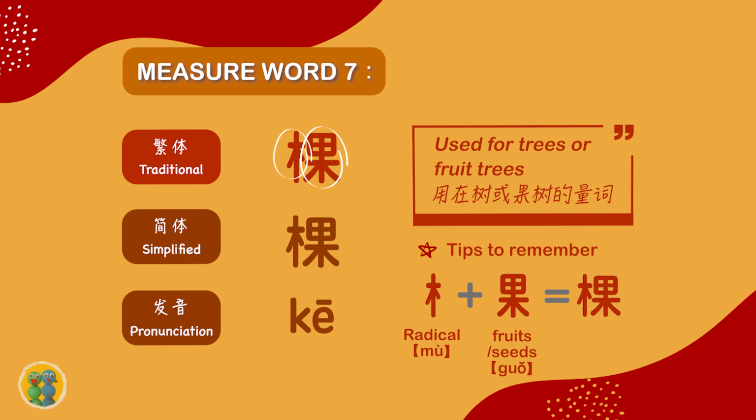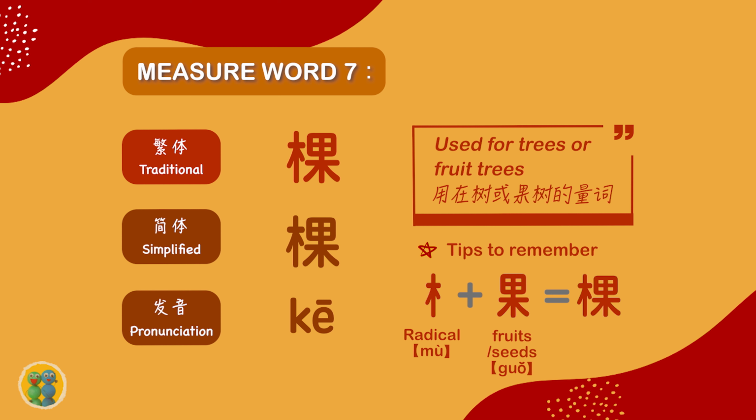And 棵 is used for trees or fruit trees. So these two parts, radical 木 plus the right part, which means fruits and seeds, combine together, and it becomes 棵. And 棵 can be used for trees or fruit trees. So if you can remember the right and left parts of this character, it helps you to remember this measure word is used for trees and fruit trees, because it has radical 木 plus the right-hand side part, which means fruits or seeds, and it's pronounced 果.